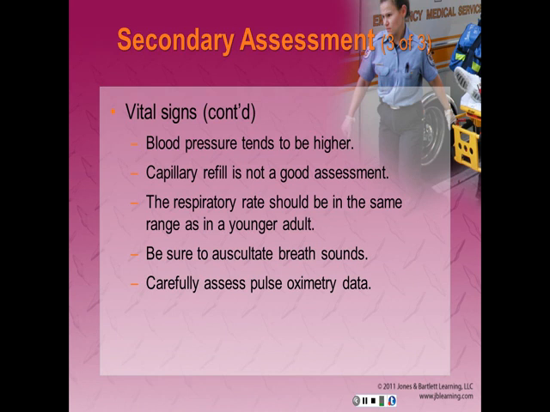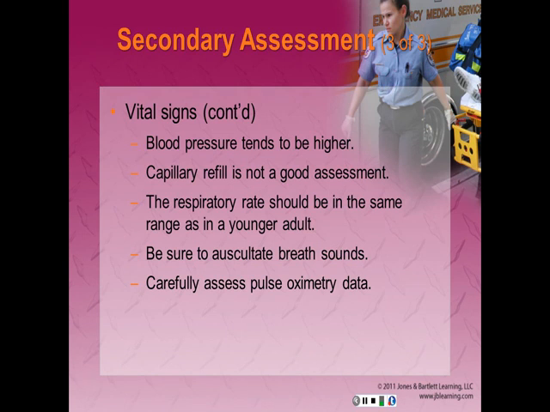The respiratory rate should be in the same range as in a younger adult, but remember that chest rise will be compromised by increased chest wall stiffness. Be sure to auscultate breath sounds and to listen for rales, which can be associated with pulmonary edema, rhonchi or rattles associated with pneumonia, and wheezes associated with asthma.